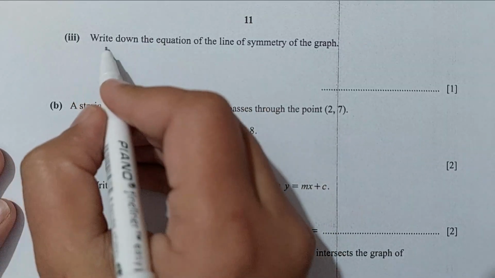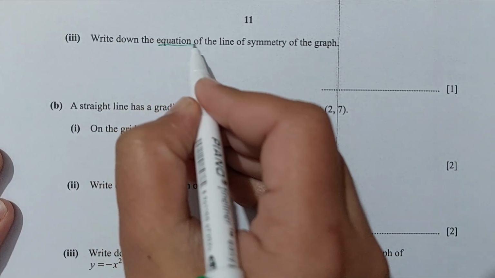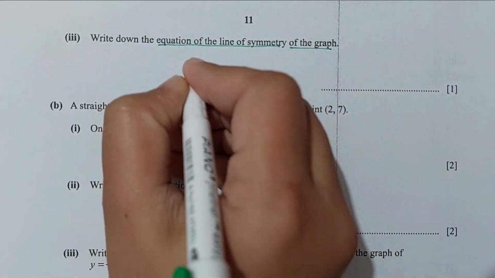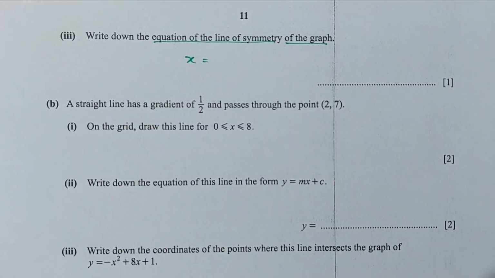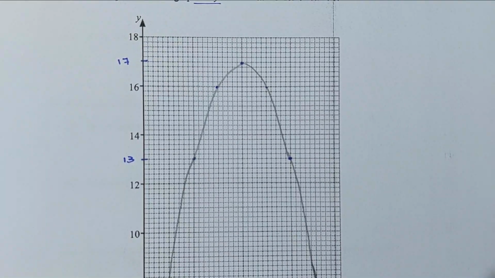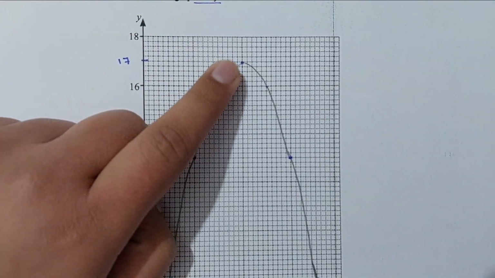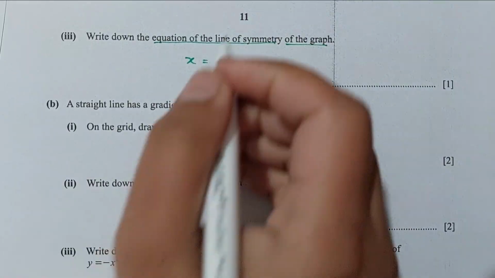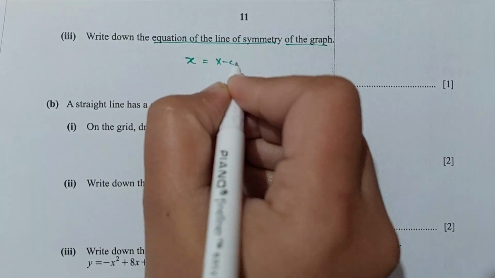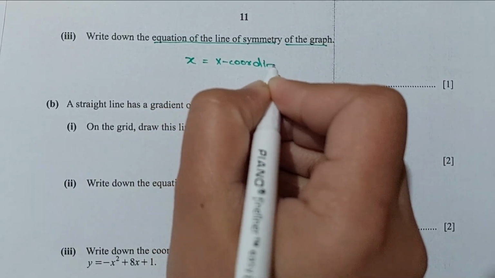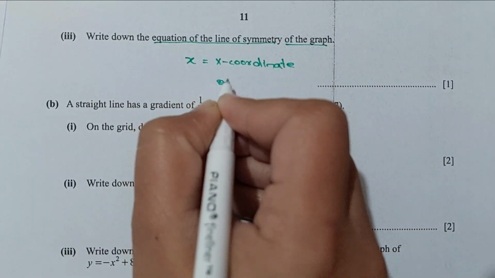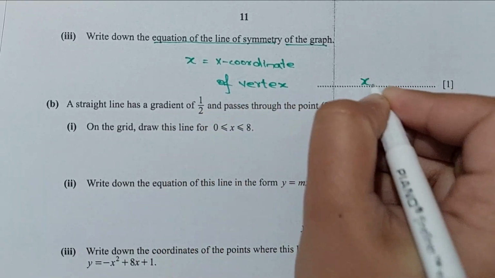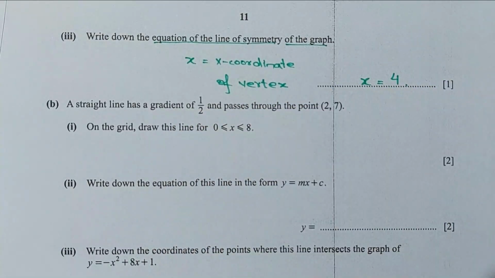Now for the third part, write down the equation of line of symmetry for the graph. The equation of line of symmetry is x equals something. As you can see, this is the vertex, and the x coordinate of the vertex is 4. The x coordinate of the vertex is the equation of the axis of symmetry, which is 4.